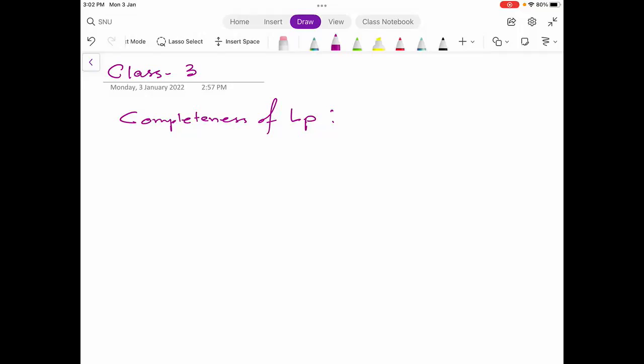Completeness of L^p for 1 <= p <= infinity, I am going to prove today. I'll handle the p equal to infinity case separately and the 1 <= p < infinity case separately.